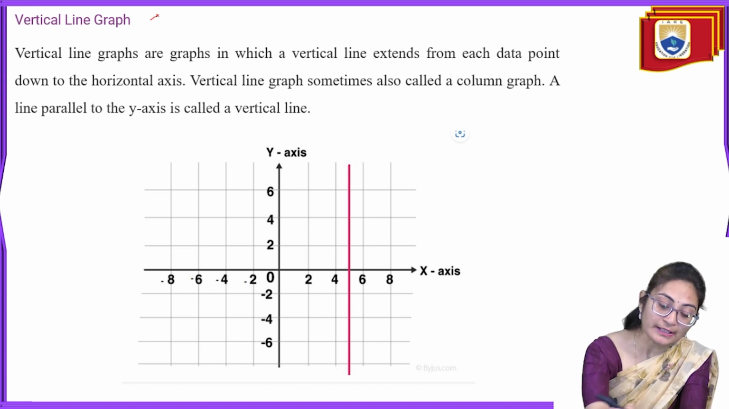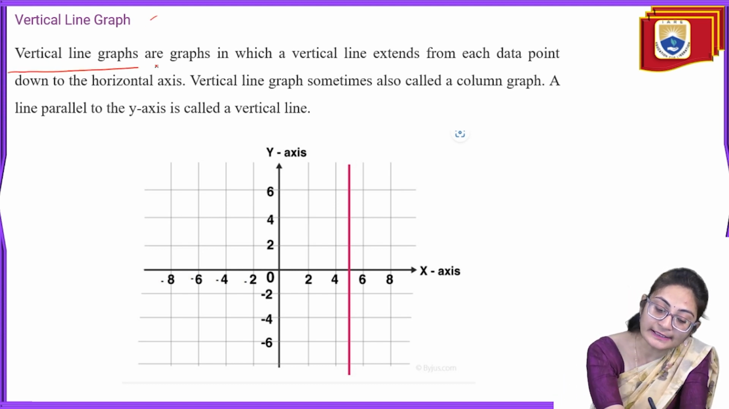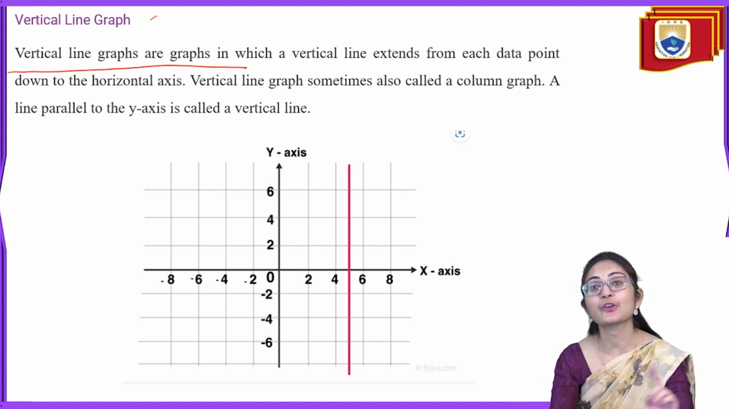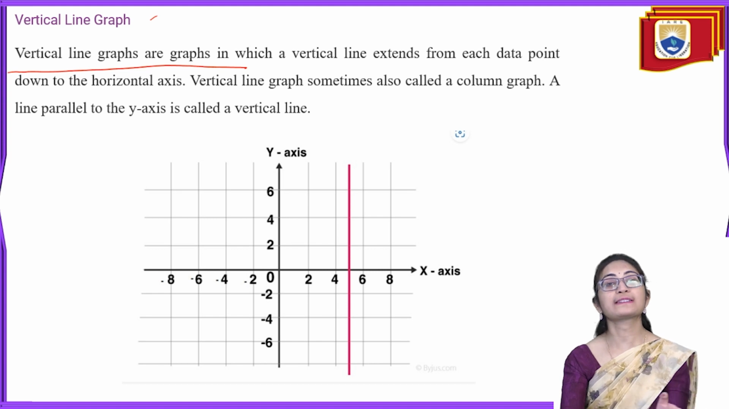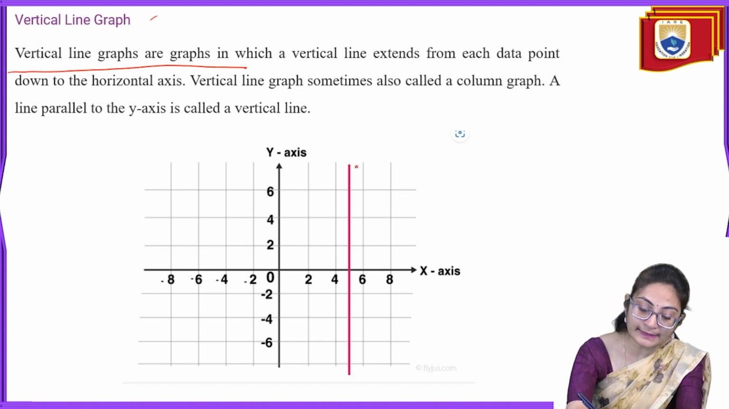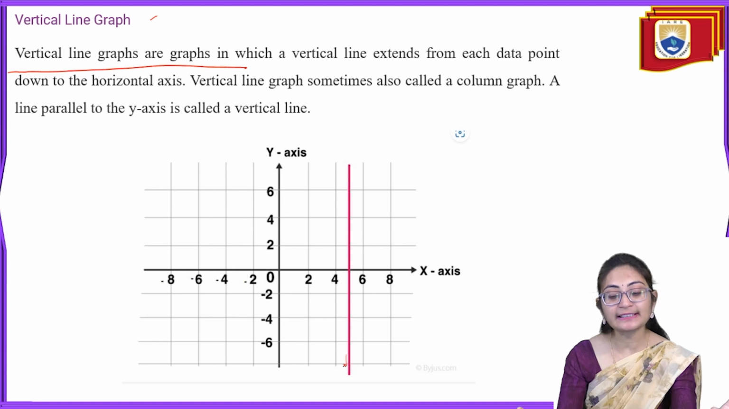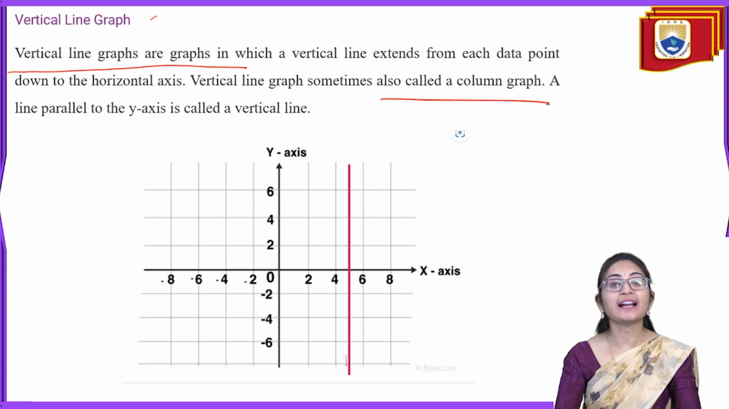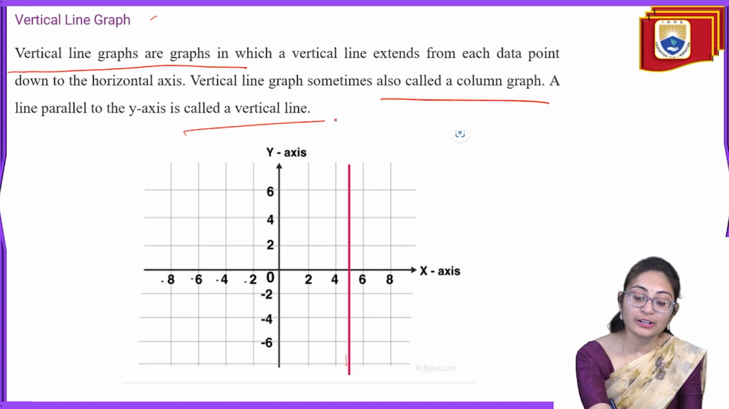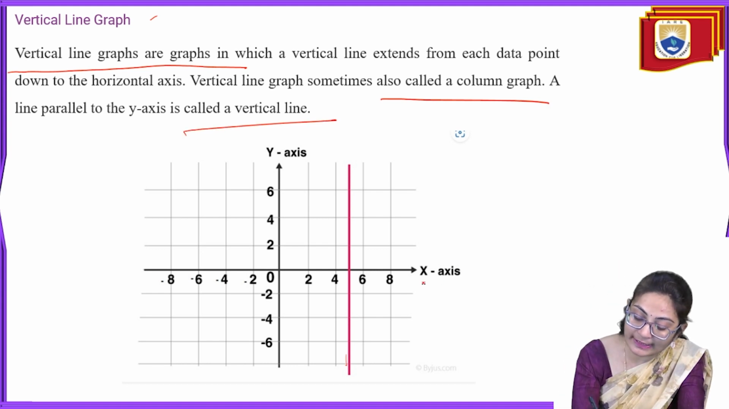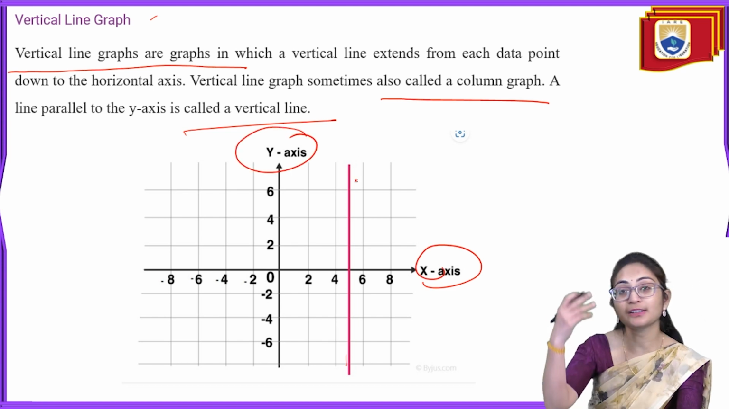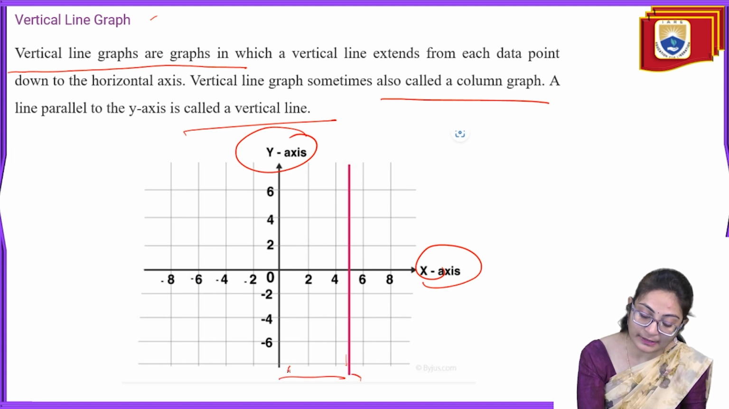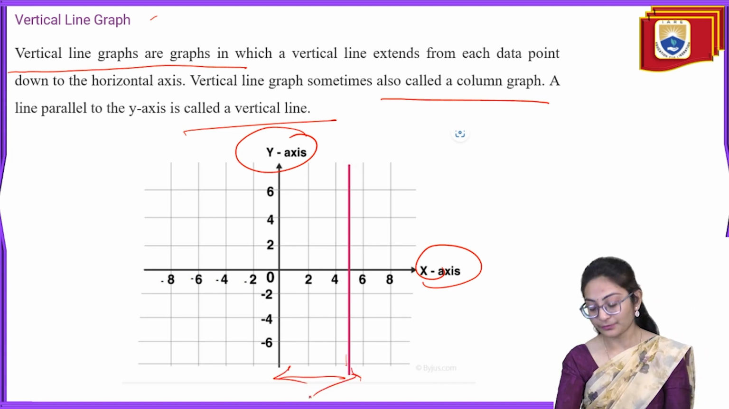Then vertical line graph. This is the vertical line graph. Vertical line graphs are graphs in which a vertical line extends from each data point down to the horizontal axis. This is your vertical line. A vertical line graph is sometimes called a column graph, and the line parallel to the y-axis is called a vertical line. This is your x-axis, y-axis, and we will draw another vertical line which is totally parallel to the y-axis. So it is a vertical line.